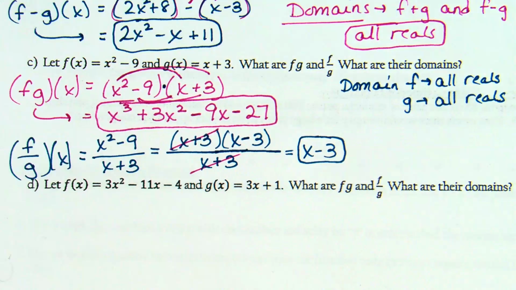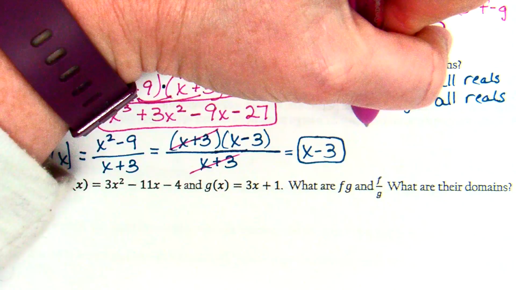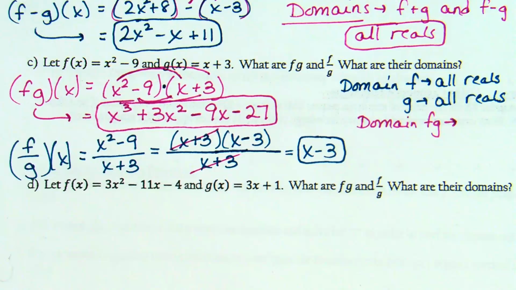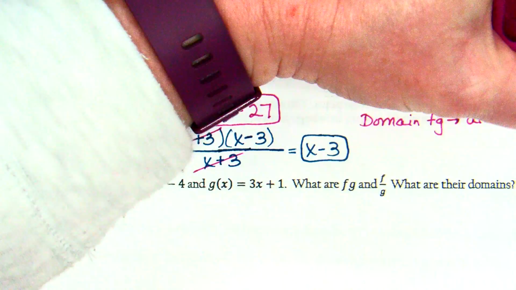Now, when we talk about the domain, we're going to have to split these up because we actually are going to have two separate answers here. So let's first do the domain of F times G. F was all reals, G was all reals. Look at FG. Does FG look like it would be all reals? Yeah, it's just x cubed, 3x squared, minus 9x minus, there's no square roots, no radicals or fractions. So the domain of FG is all reals.